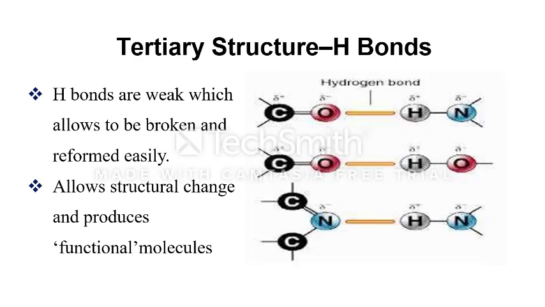Hydrogen bonds are weak, which allows them to be broken and reformed easily. So these hydrogen bonds are weak, but there are a lot of hydrogen bonds in tertiary structure. So many hydrogen bonds are present that they become strong. So they allow structural changes and produce functional molecules. Here you see between the oxygen of carbonyl and the hydrogen of amine, there are hydrogen bonds.